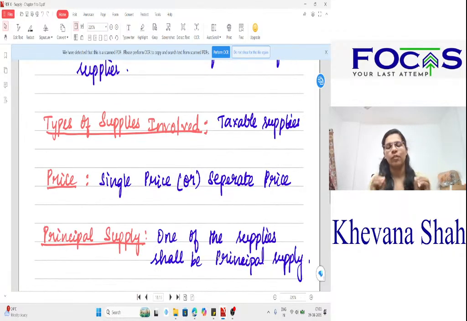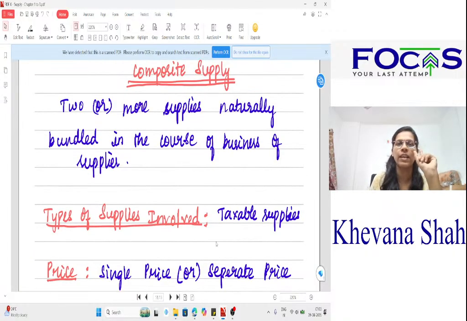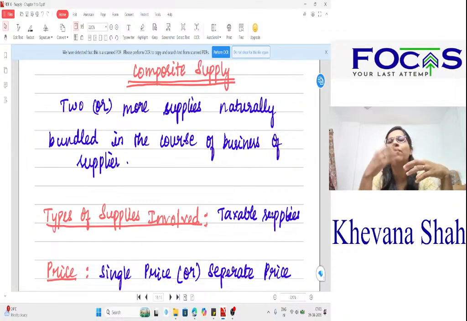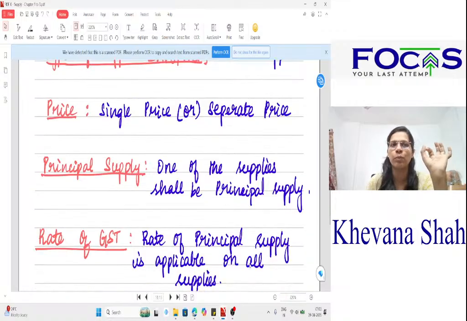Okay, then what will be the price? So there will be a single price or there can be separate price. The only thing that you need to remember is that these two supplies are naturally bundled in the course of business. So ordinarily they are naturally bundled in the course of normal business, like you cannot sell those supplies separately. Okay, they are naturally combined together. Because of their very nature or their very substance, they cannot be sold separately. They are supposed to be sold that way in a natural bundle only. So those are called our composite supplies.